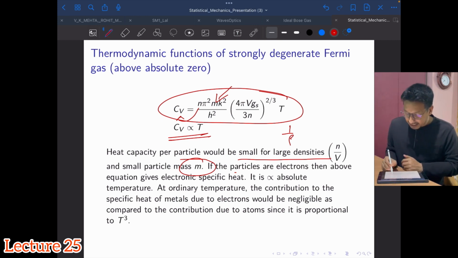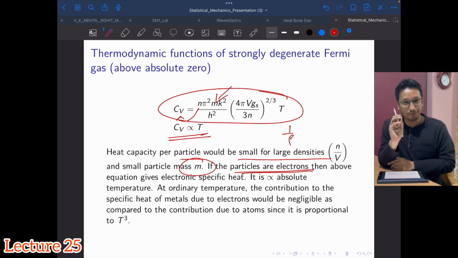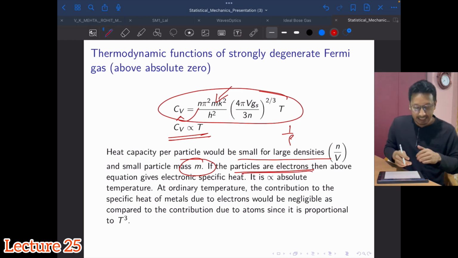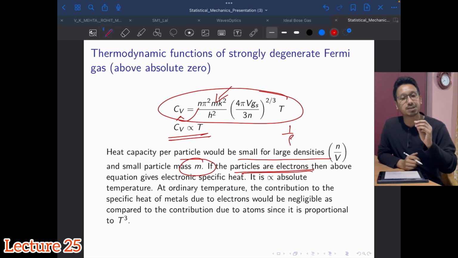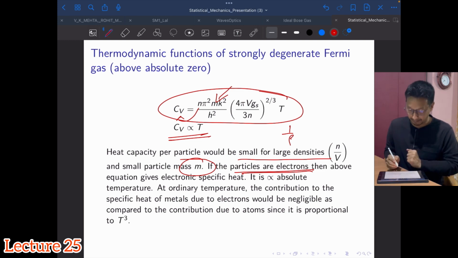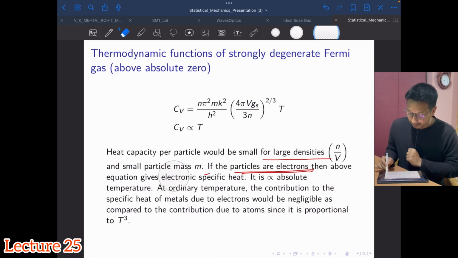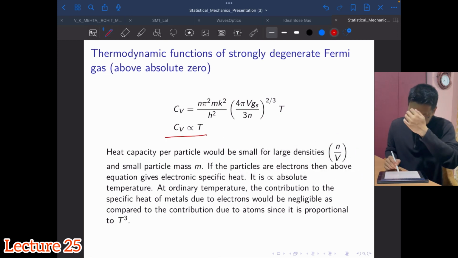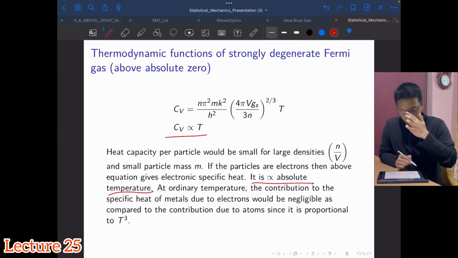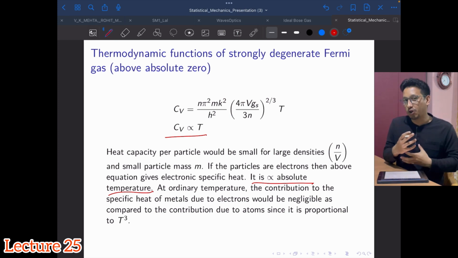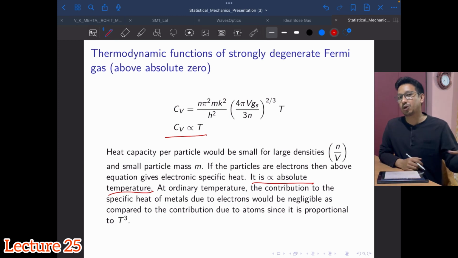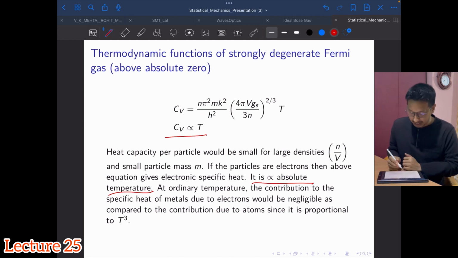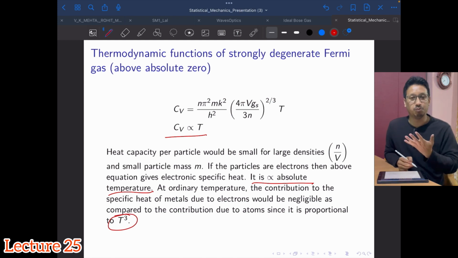And if these fermions are electrons, this expression will give you the electronic specific heat, or the specific heat contribution from the electrons. Okay, and as I said, this is proportional to temperature T. So from this expression, as you can see, this is proportional to temperature T. So at ordinary temperature, you know from solid state physics that the specific heat for an atom is proportional to T to the power 3.